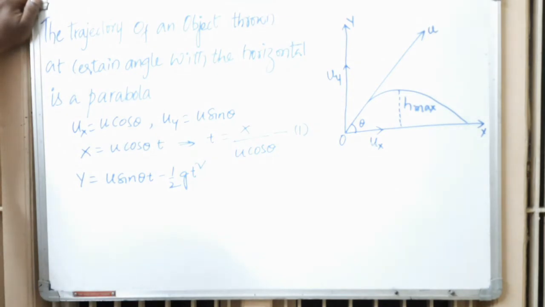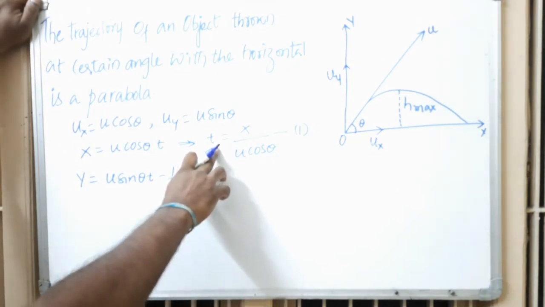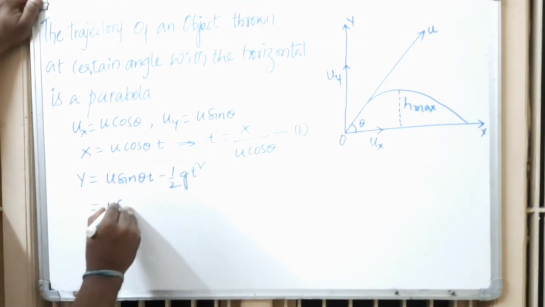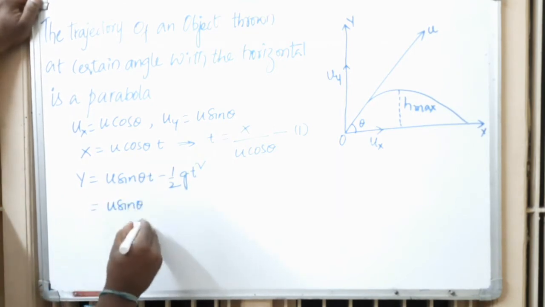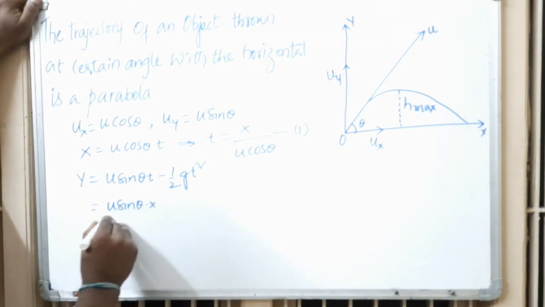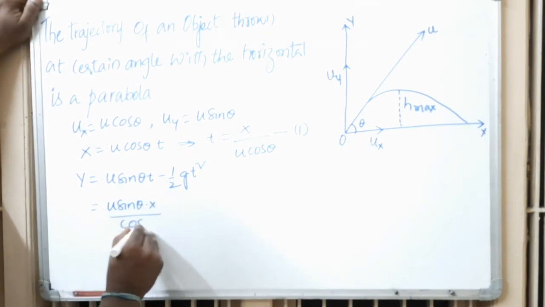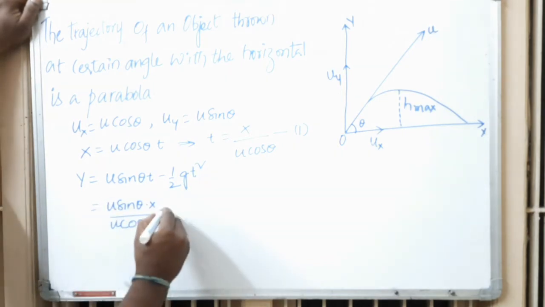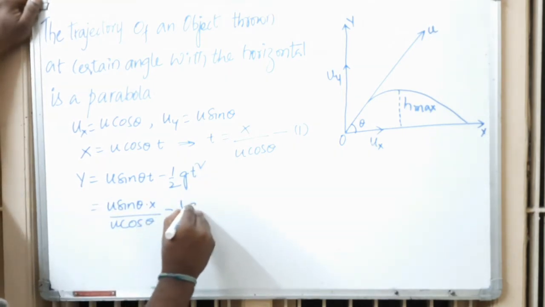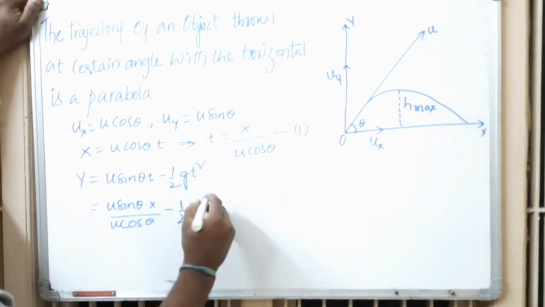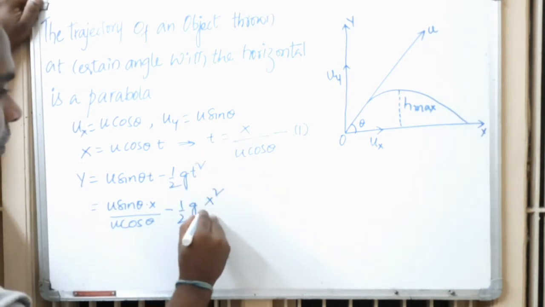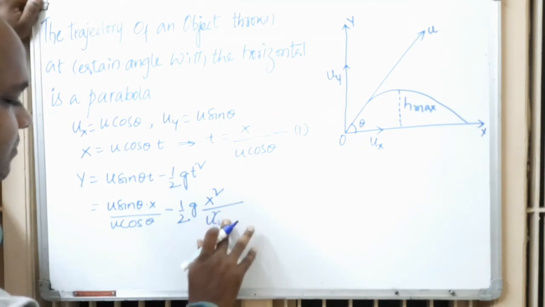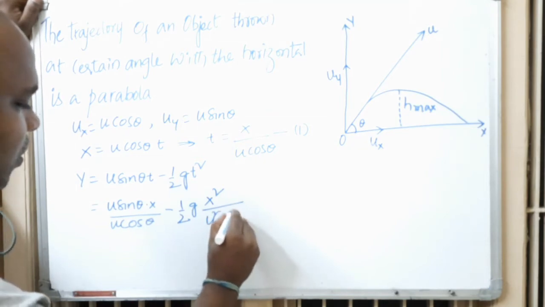As we got the t value here, let us substitute the t value in this one. So you will get u sin theta into x by u cos theta. I think I have forgotten u. Okay, now it's fine. Plus half g. Here also the t value, x square by u square cos square theta.